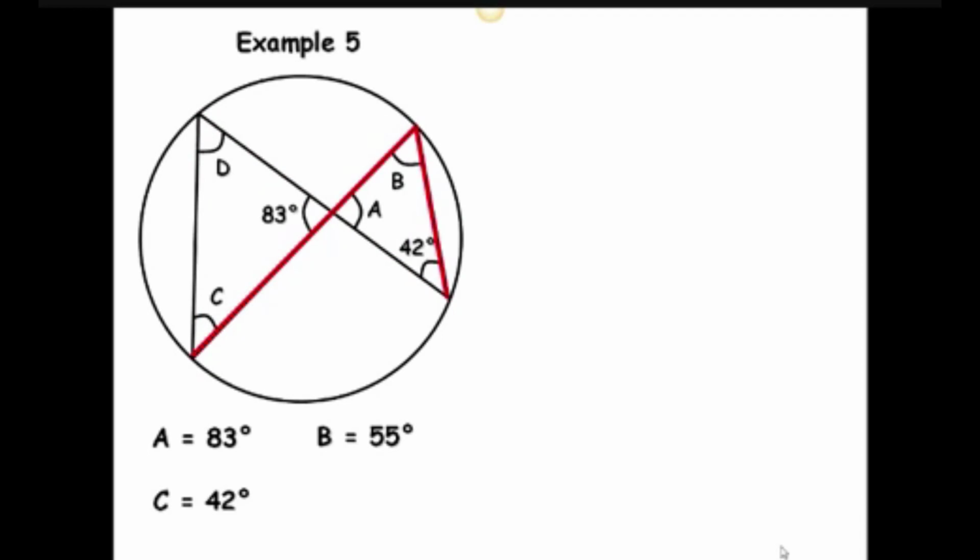Right, so the only angle I've got left to find is D. Alright, well, I know what B is. There's B, and there's the two lines that form B, and that's the chord it starts from. Well, D and B are both in the same segment, and as you can see, they are also both formed from the same chord, so D and B are the same, so D must also be 55 degrees.